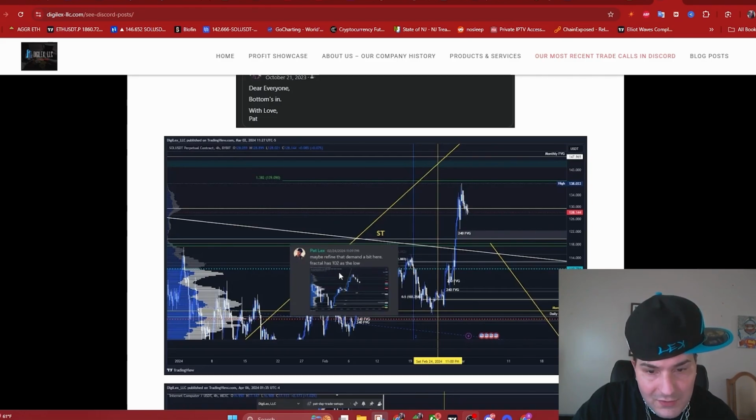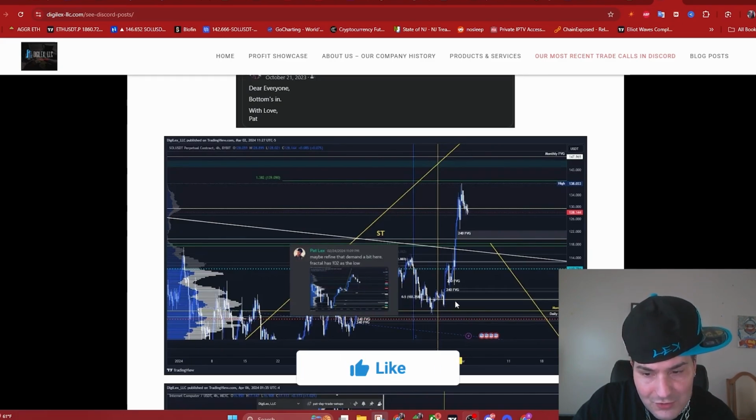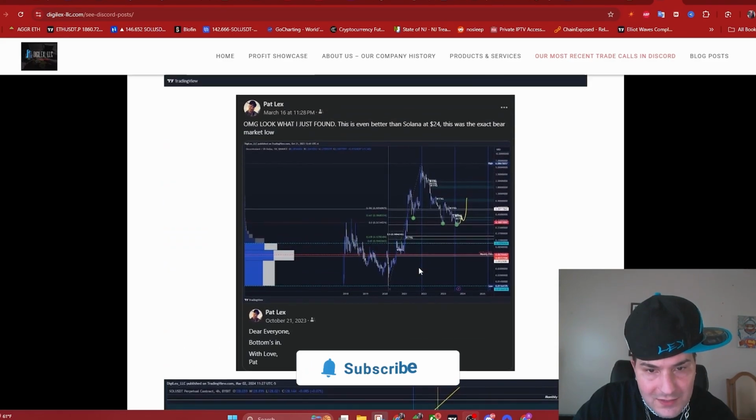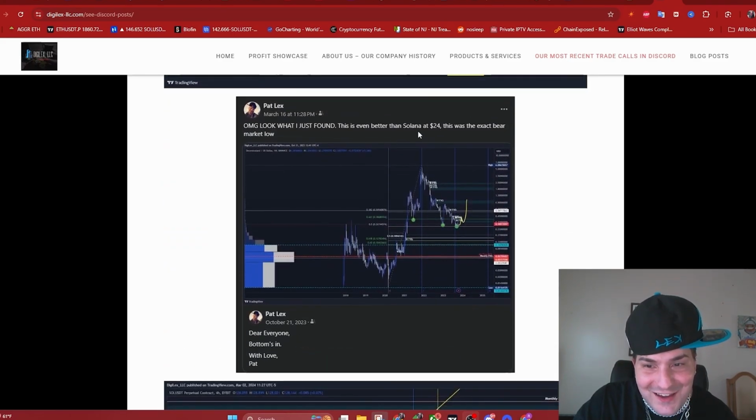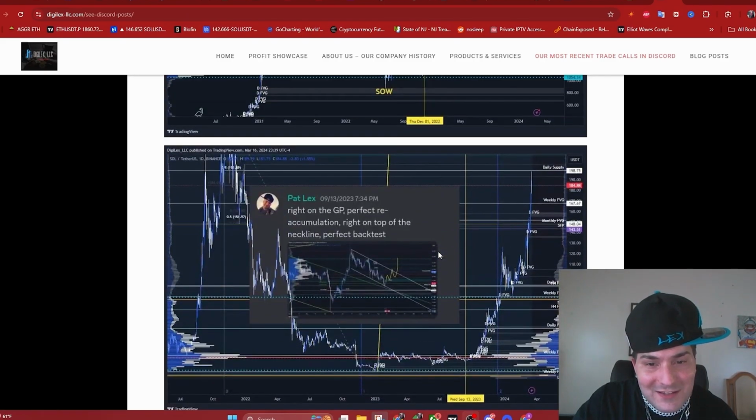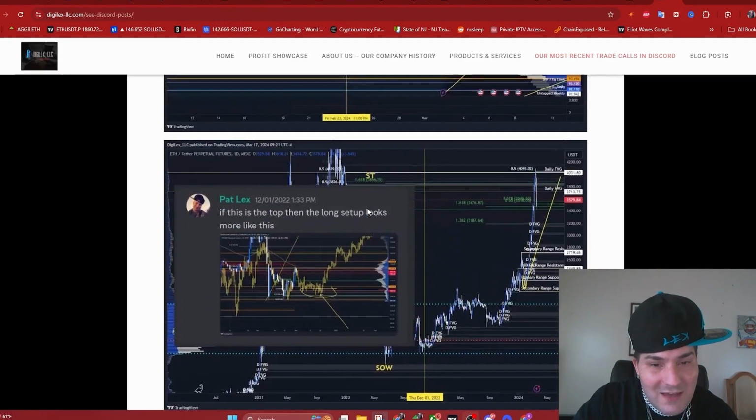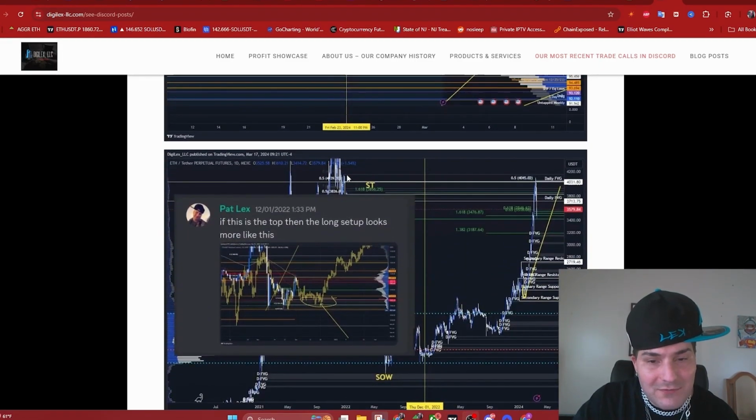You can see here, let's see what this one was. We put 102 as the low right here. And it came right down into that 102 zone, and then it took off. It was perfect. This one was funny. I remember, because I had bought Solana down at like $24. I held it all the way up to 200. But I was like, this is even better than Solana at 24. This was the exact bear market low. So I made this post. I was like, dear everyone, bottom's in, with love, Pat. That was the exact bear market low. That was perfect.